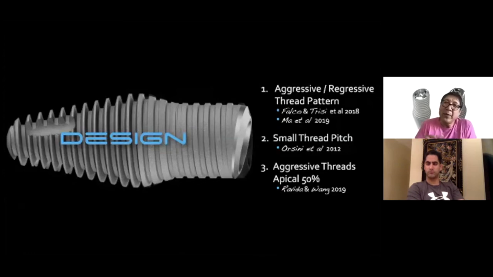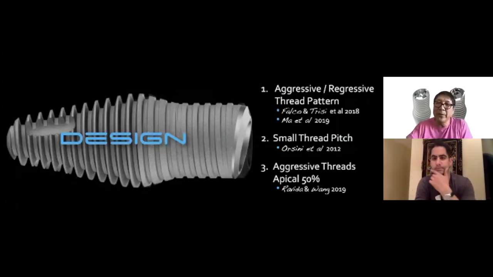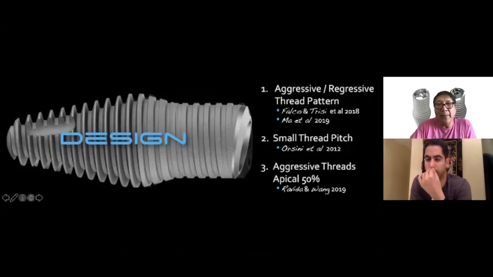And by spreading out the threads, even though the thread depth is very deep and aggressive, you need to have more threads contacting per unit length of bone. And again, you only need the apical portion, which on a 13 millimeter implant would be about 6.5 millimeters. And we know that short implants can do extremely well. I learned that from Craig Mish and Hamli Wang.